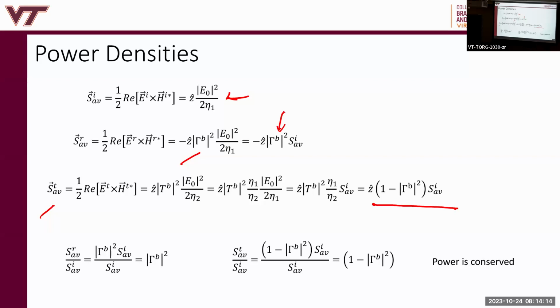I'm sure you've seen this before in terms of S parameters. If you ratio the power densities, you get gamma b squared for the reflected to the incident power density. If you ratio the transmitted to the incident power density, you get 1 minus gamma b squared. So power is conserved, right? Magnitude of gamma b squared was reflected out of the total, so what must have been transmitted is 1 minus that quantity. All right.